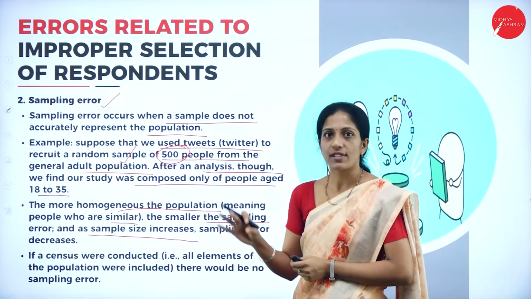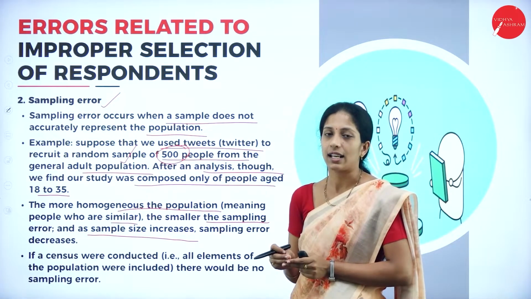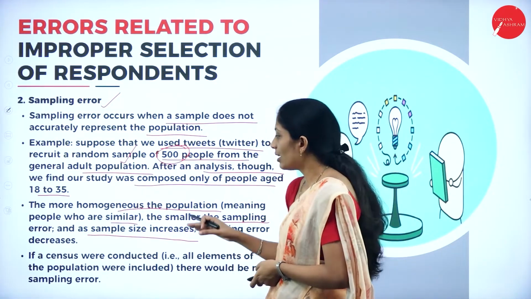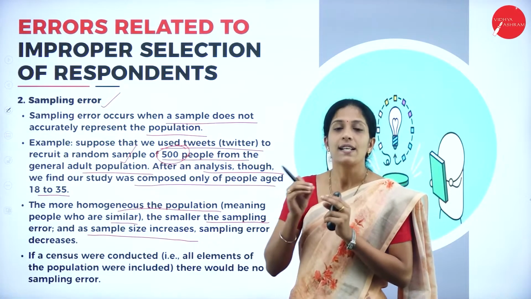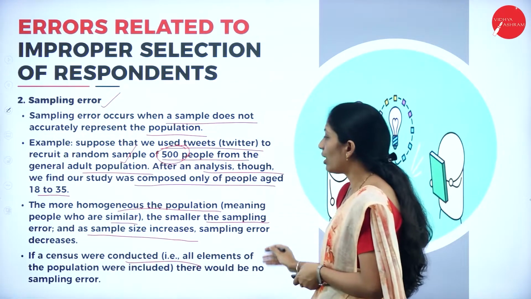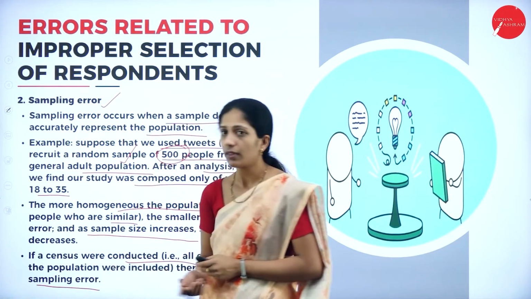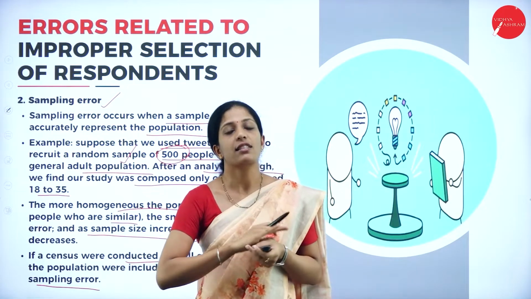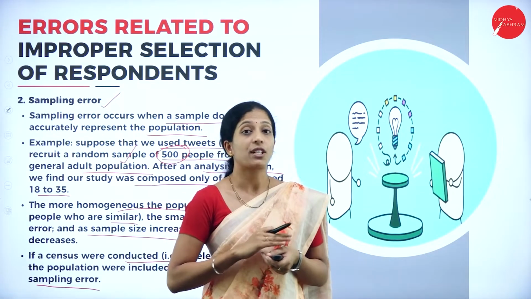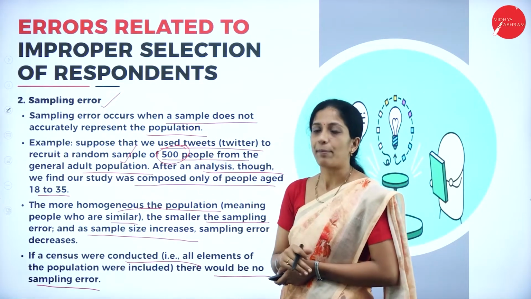So as the size of the sample goes on increasing, sampling error comes down. So if the sample size is too small, then the sampling error will be more. So there is an inverse relationship between the sample size as well as the sampling error. If a census were conducted, that is all elements of the population were included, there would be no sampling error. Suppose I have told you, if the sample size is too large, then the sampling error will be very less. So if we are going to collect the information from the whole population, then the sampling error will be reduced. So this is about sampling error.